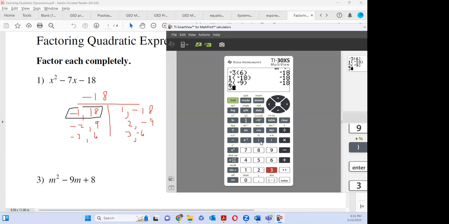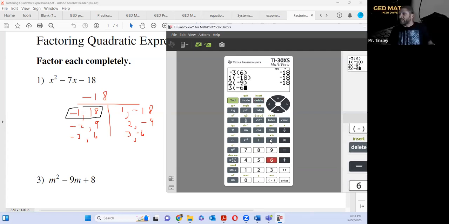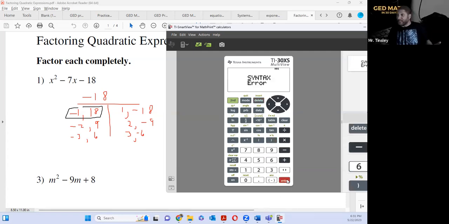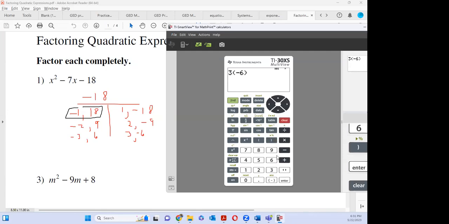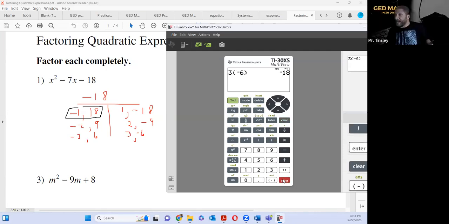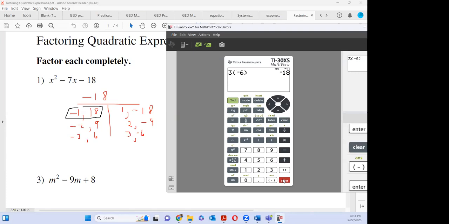enter. That becomes practice, because if you do 3 times minus 6, that looks like 3 times minus 6. What happens when I press enter? Error. Because you must use the negative sign there, enter, for that calculation to be done. Only way you'll realize that is if you're used to plugging these numbers in. Got me? That answer your question?